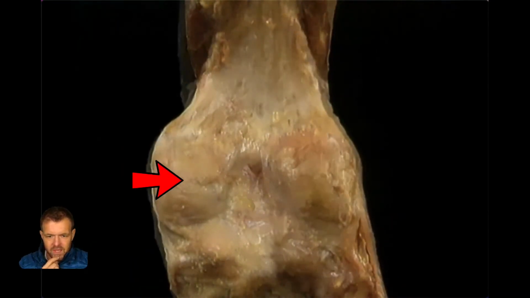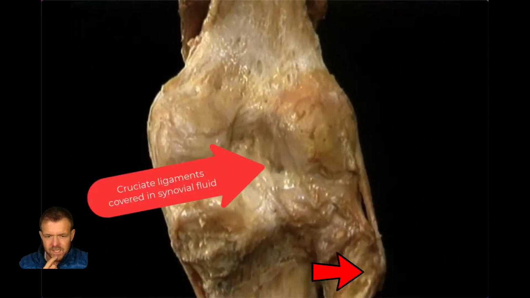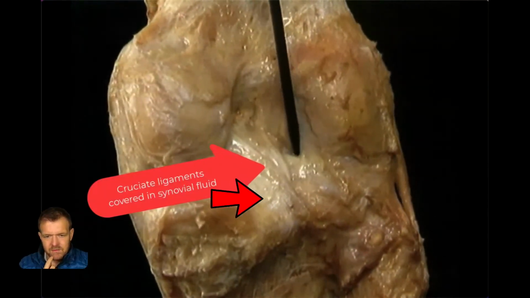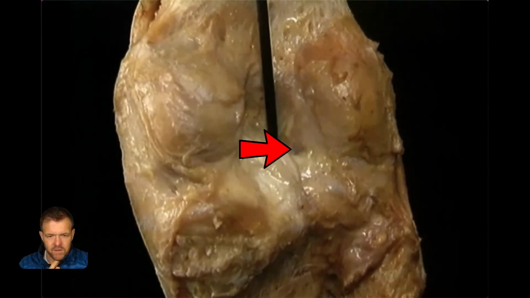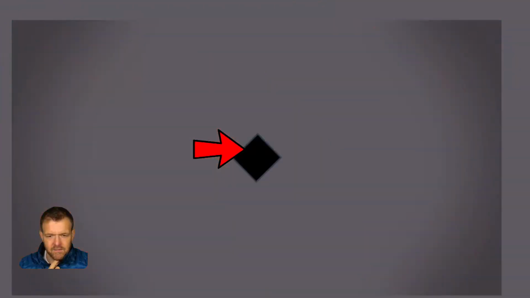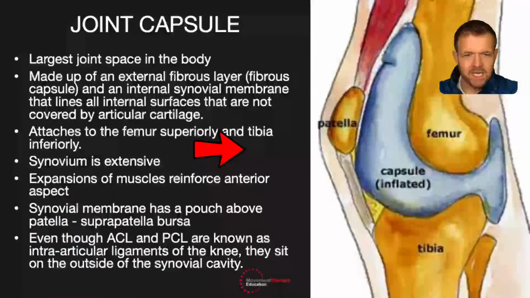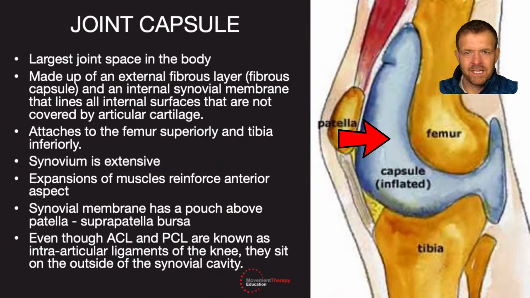So this is the back of the femur, back of the tibia. There's your fibular head. Cruciate ligaments are in there. Okay, covered in synovial fluid. Yeah, so that's what the capsule looks like, which is very different to that. It's not just like this blue blob. Like I say, this one's inflated, so obviously it's not inflated in real life, so it shrinks down and wraps around the knee. Cool.